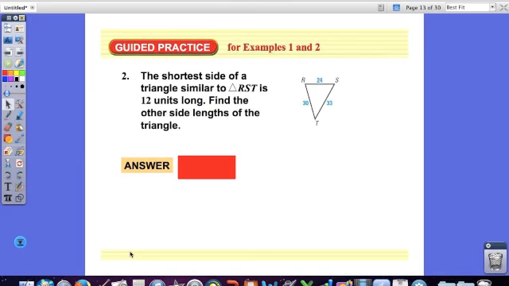And for guided practice number 2, they tell us that the shortest side of a similar triangle to RST is 12 units long. So since RST is 24, half of 24 is 12. So on this side, the similar side, half of 30 is going to be 15, and half of 33 is going to be 16.5.